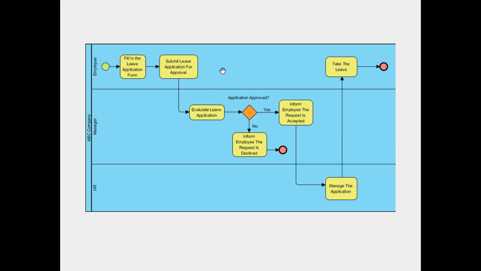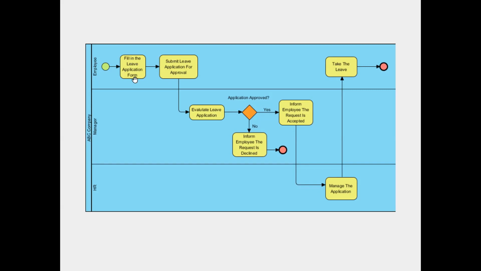For example, this lane indicates the processes executed by the employees. This one, we see processes executed by managers. And here we have the human resource department. Right. Now, this is the first process. So the block is the process. This is the starting point. Arrows indicate the flow of the process.